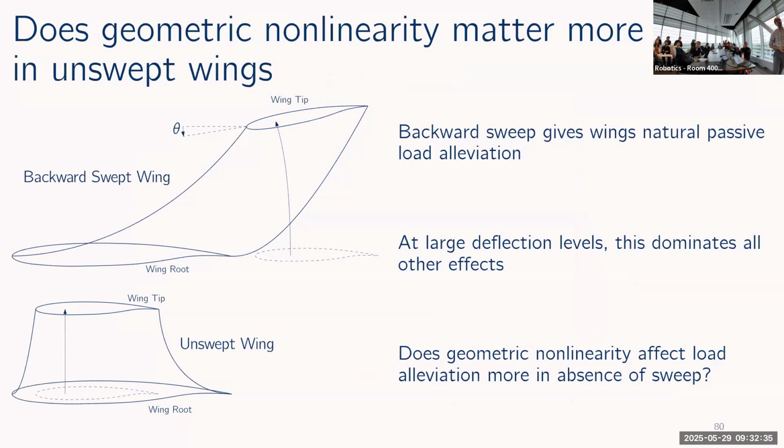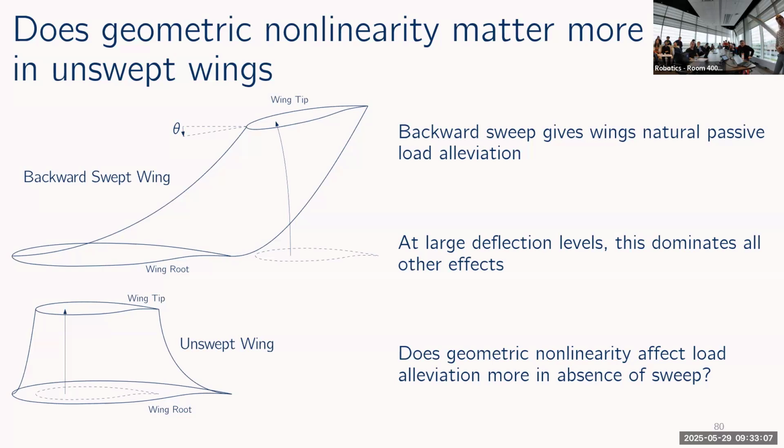All right, and the final study I did in this section is seeing if geometric nonlinearity matters more for unswept wings. And this is because backward swept wings have this property, this natural tendency that when they bend upwards, the tip of the wing twists down. This shifts the aerodynamic loads inboard, which is good for the structure. This is a beneficial effect.